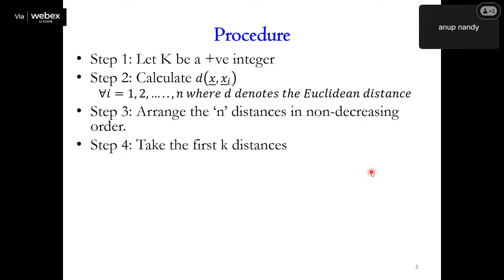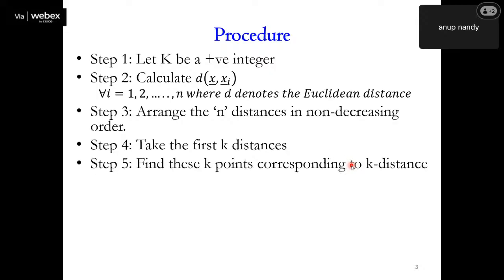So what does it mean? Because you have n distances arranged, taking the first k distances means that if k is equal to 1, you take the first, least distance. If k is equal to 2, you take the first two least distances. These two least distances may be coming from any one of the classes. That is why it is called taking the first k distances.